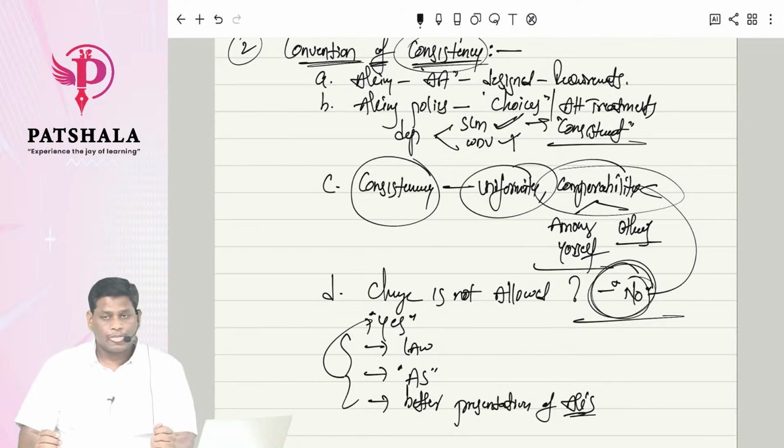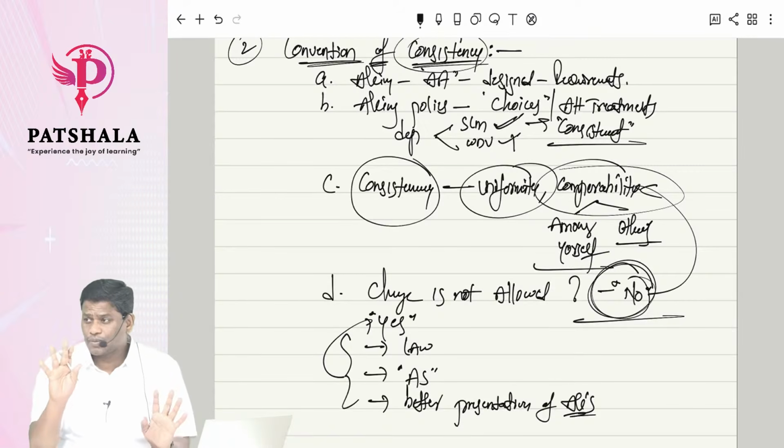First one, A bit: when it is required by law. B bit: in accordance with accounting standards. Last, for better presentation of accounts. These are the three cases when you can go for a change. Otherwise, you should not go for a change. Am I clear? So this is what is said by consistency.